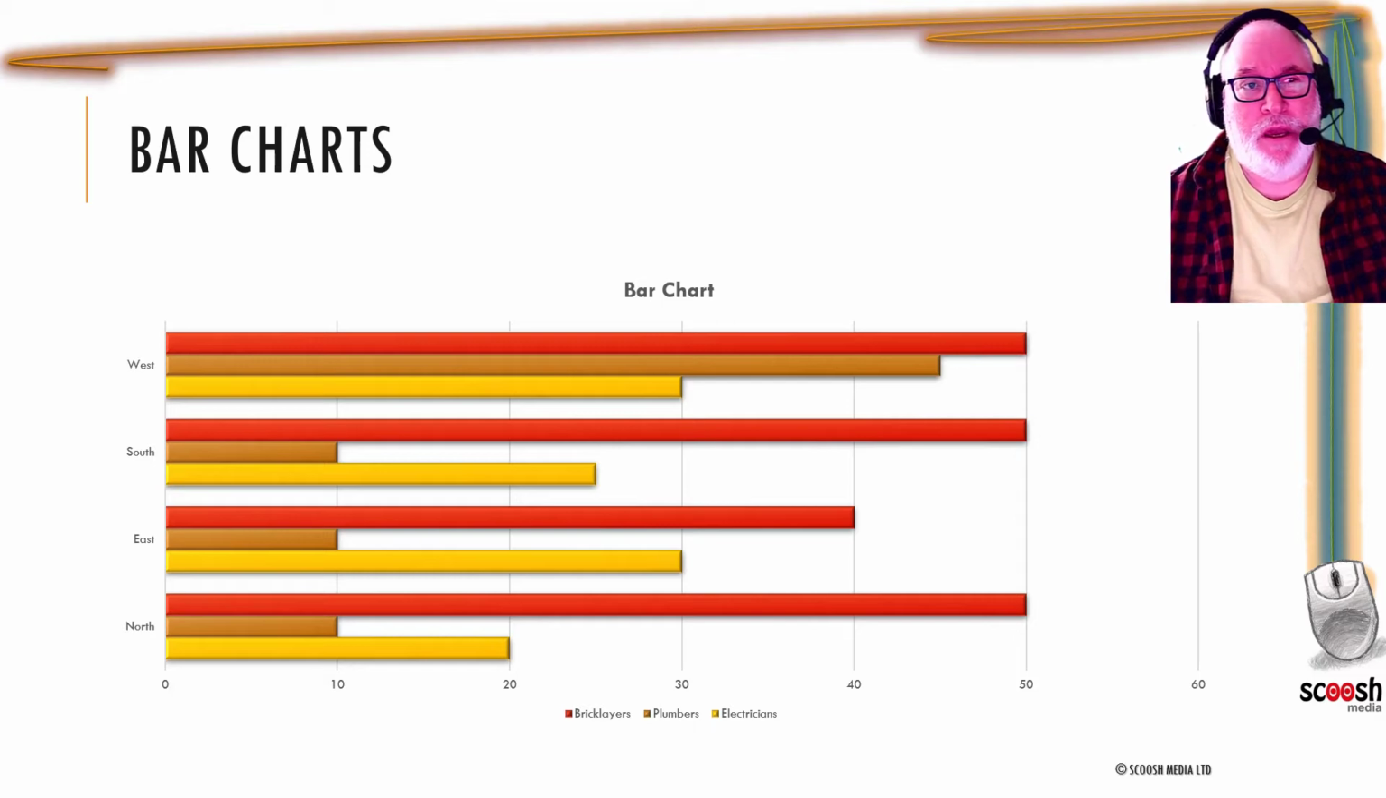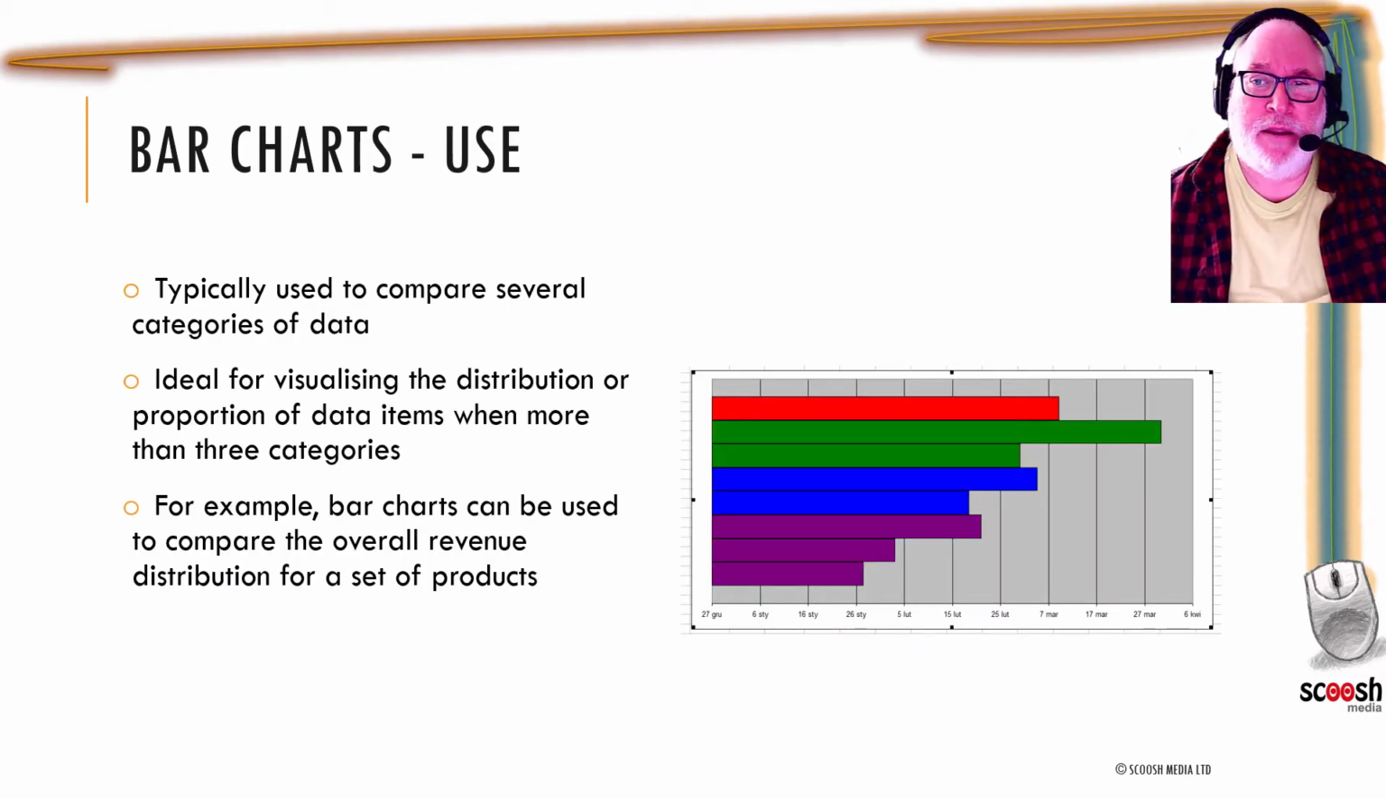Bar charts. As you'll see, instead of columns going up and down, these are horizontal. So instead of the vertical columns, you've got the bar chart, very similar to column charts. And this one shows you the legend at the bottom and the other way around for the region. So charts, you can show in various different ways, depending upon what you want to show and how you want to. So it's good for comparing several categories of data, visualizing the distribution and the proportion of the data items for each of these, especially when there's more than 3 categories.